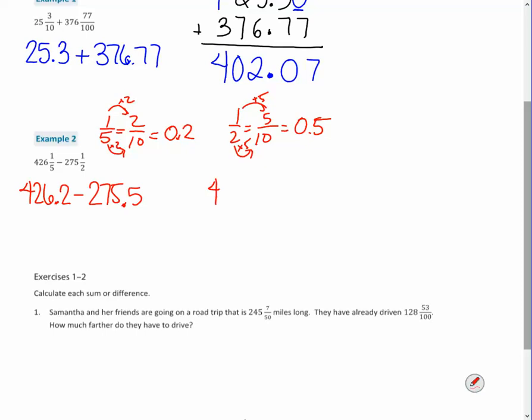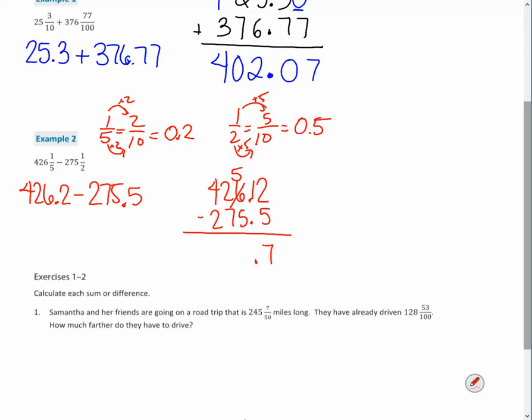So 426 decimal point 2 minus 275 decimal point 5. You don't need to throw any zeros in because it all ends in the 10th place. So we are subtracting. So you cannot take 5 from 2. You've got to go next door, borrow. So we have 12 minus 5. 12 minus 5 is 7. We'll bring down our decimal point.